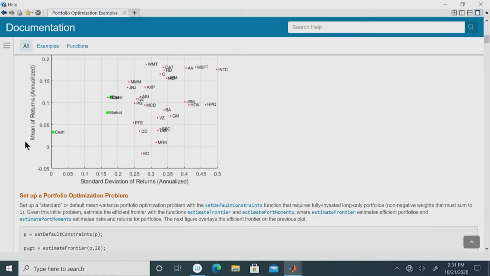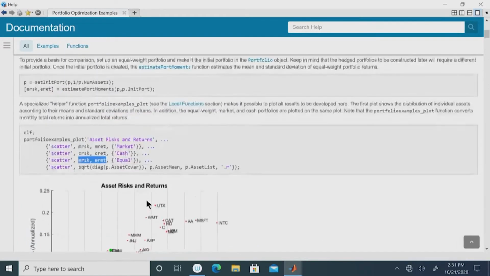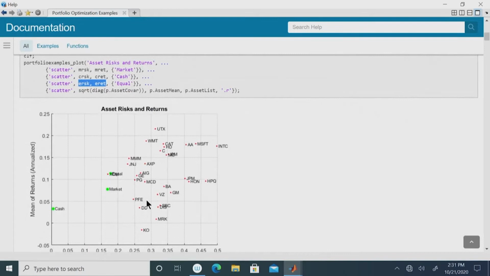On the y axis we have the mean of returns, and on the x axis we have the standard deviation of returns. So, let me just identify particular terms here. In this case we are doing a scatter plot. The first thing that we are doing is the market portfolio. This is where the market portfolio lies. Then you have the cash portfolio which lies here. As you can see, the risk is effectively 0 because it is a cash position, and the portfolio with all equal weights lies here.